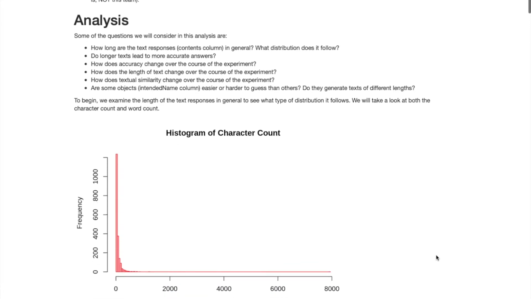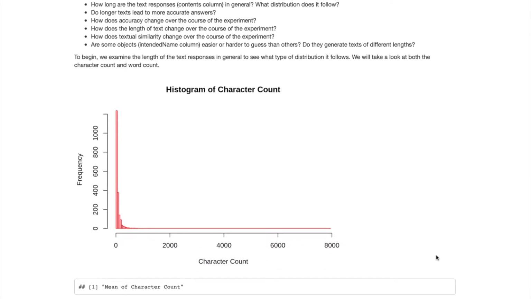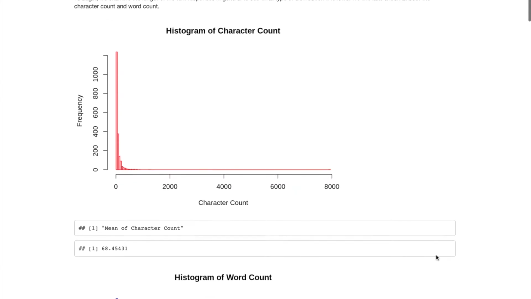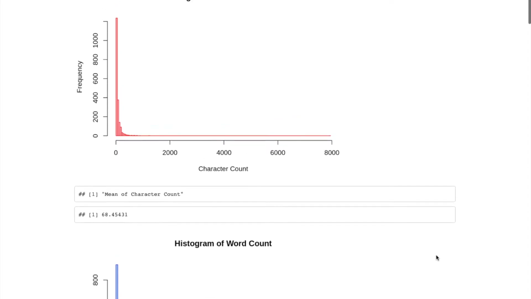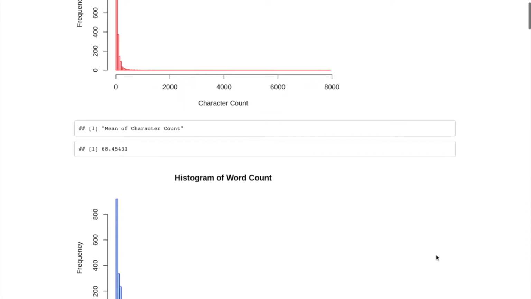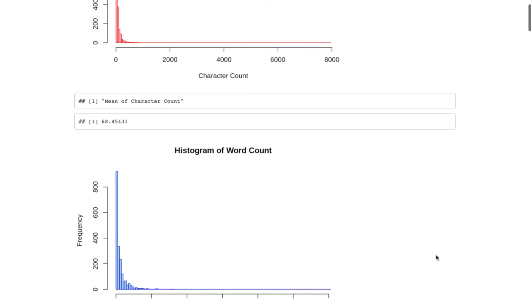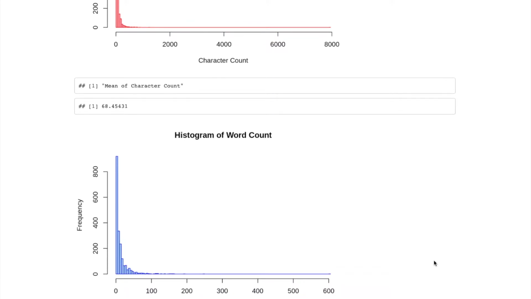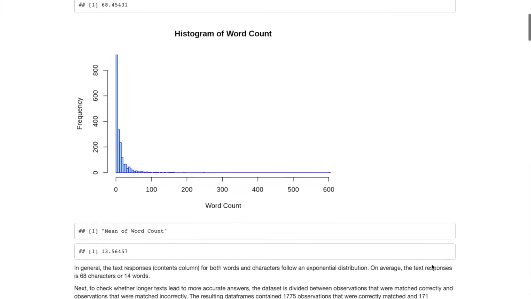And the first thing we're interested in is how long the text responses are in general, and what distribution they follow. I found that for both character count and word count, they follow an exponential distribution, and they average roughly 68 characters and about 14 words.